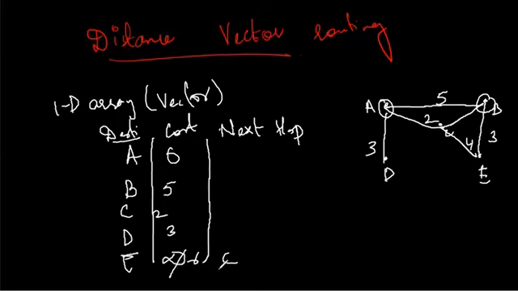So how will it reach E? It will reach E by using the router C. So it will write C in the next hop here. For A to A, it will be 0, and for all the others, it will just keep a blank value.